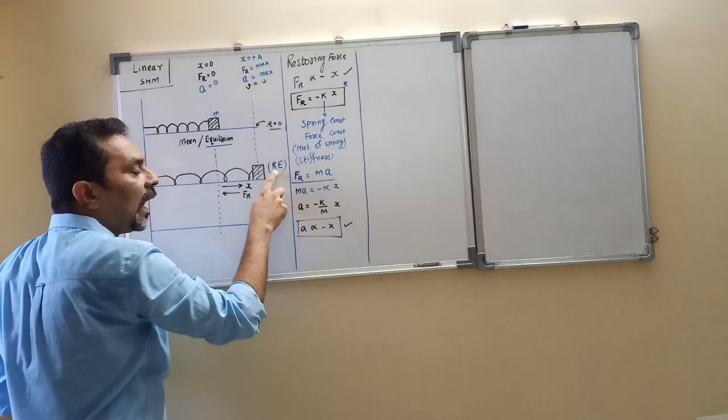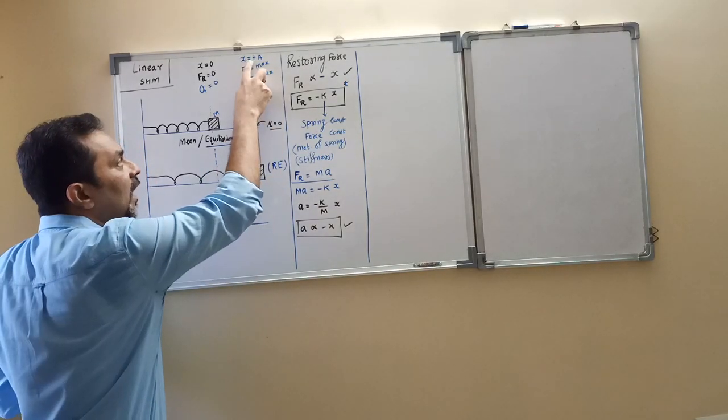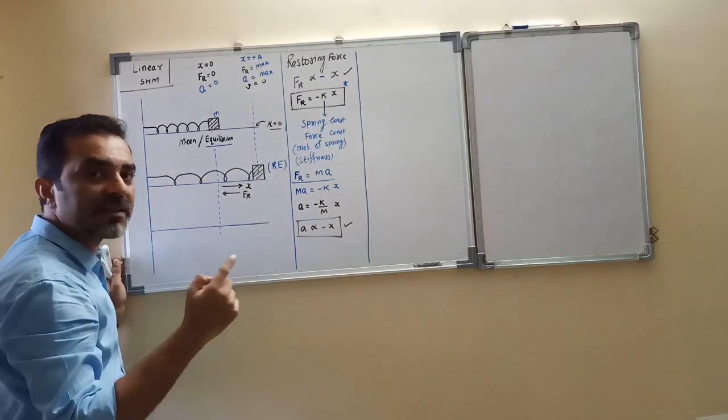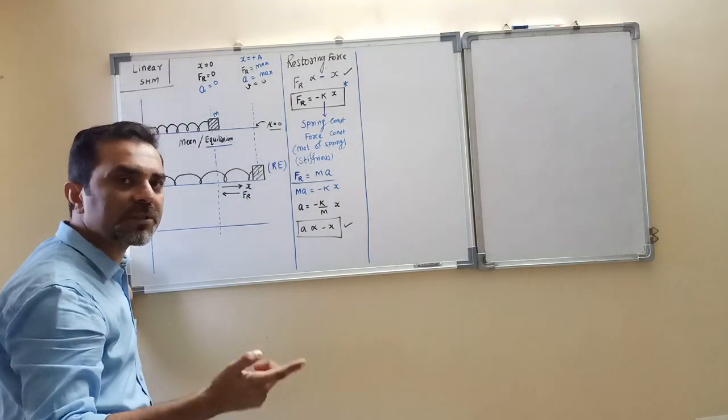What is this position called? RE, matlab what? Right extreme position. What does this RE stand for? Right extreme position. जहाँ पे displacement कितना है? Positive A, plus A, positive amplitude है.